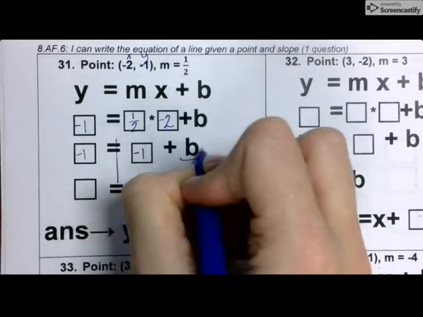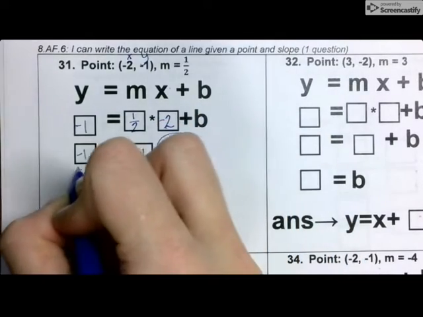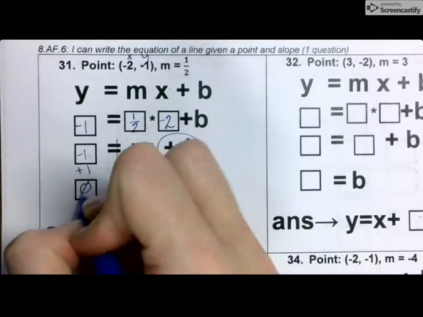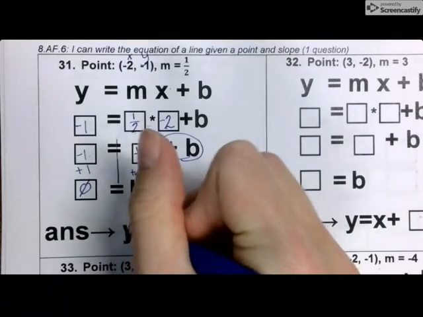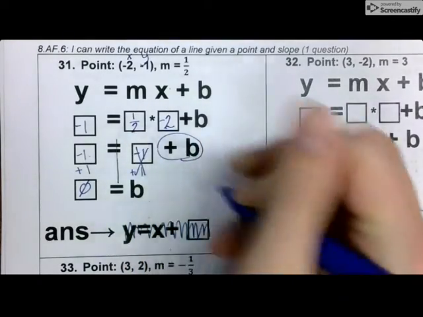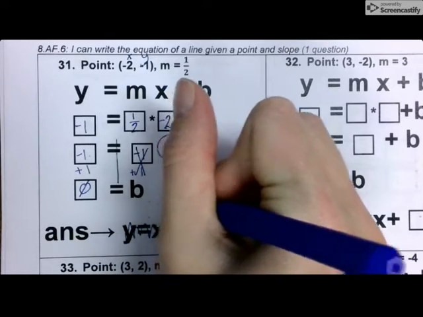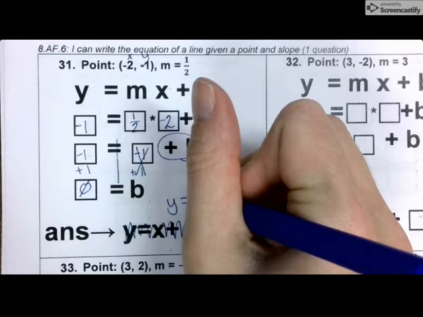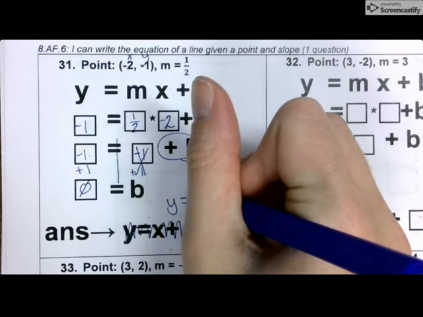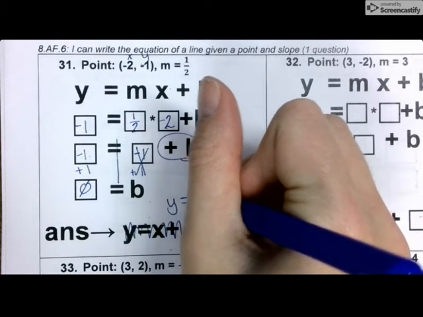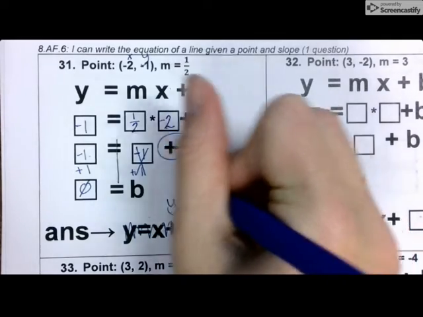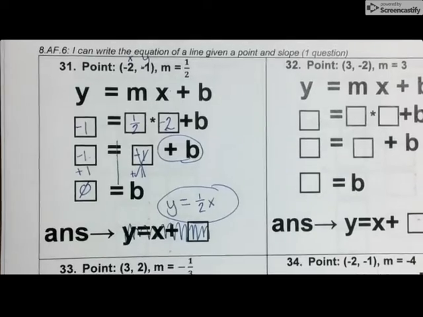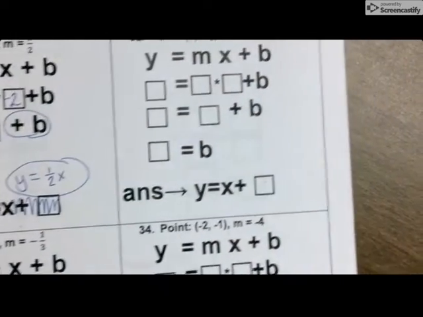-1. To get b alone, I'm going to add 1 to both sides. What is -1 plus 1? It's actually 0. So, again, I messed this up because I took it from your notes, but you are going to have y equals 1/2 x, and you could either have that plus 0 or plus nothing. Well, both would be plus nothing, but just nothing there.